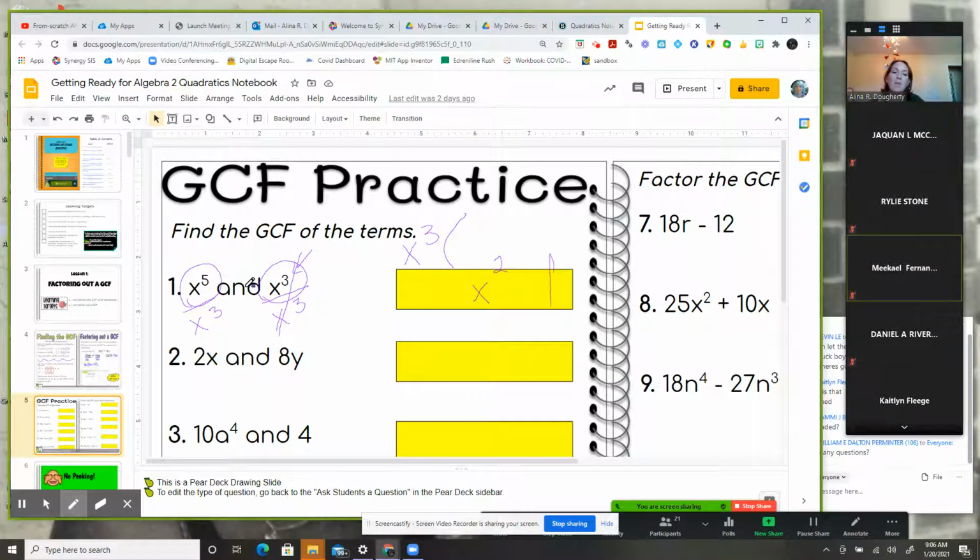We're just finding the greatest common factor. What about number 2? What's the greatest common factor here? What can I divide both of those by? 2, absolutely. So if I take out a 2, my 2 goes outside. And then what's inside? 2x divided by 2 is x, and 8y divided by 2 is 4y.